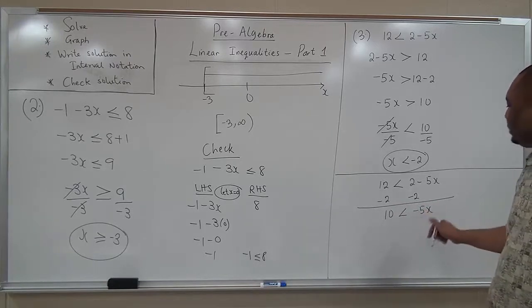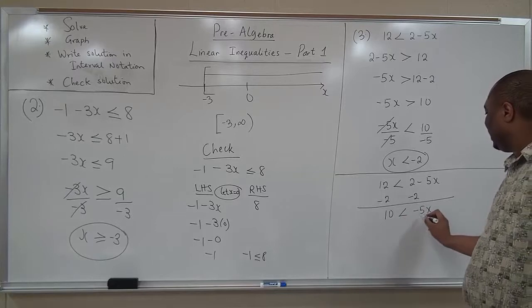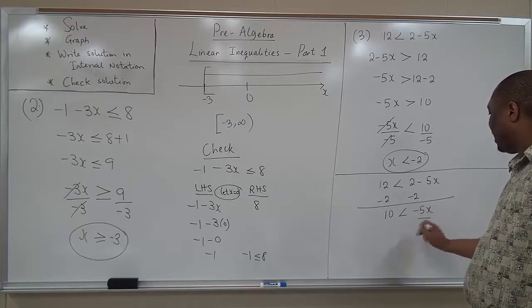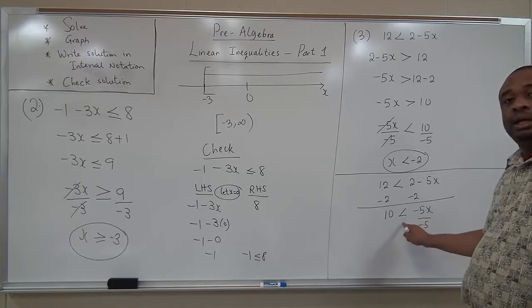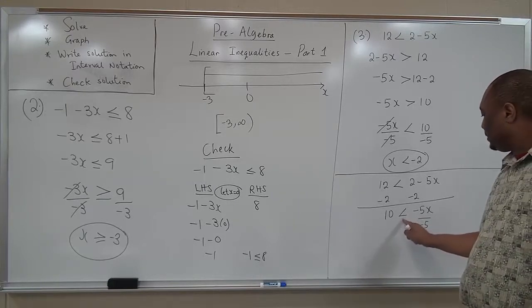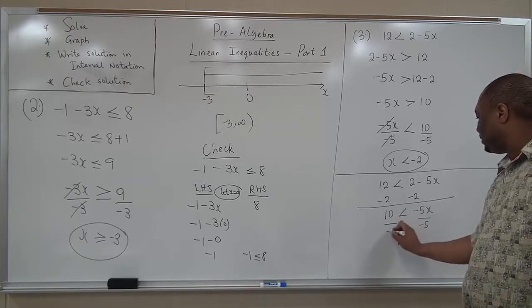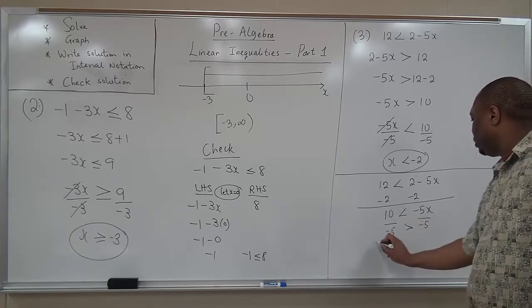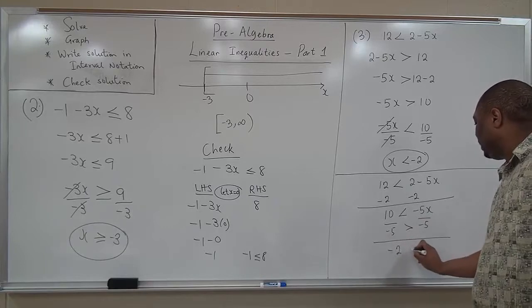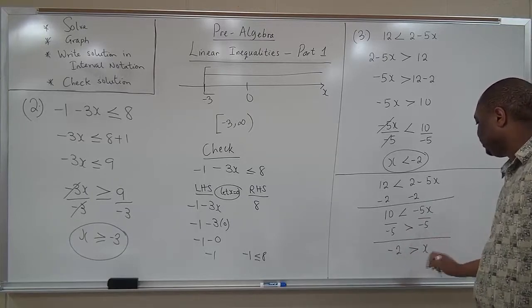Okay, and when you do this, you can do negative 5. Once you do negative 5, immediately you have to reverse this. You have to reverse it. So you now have that negative 2 is greater than x.